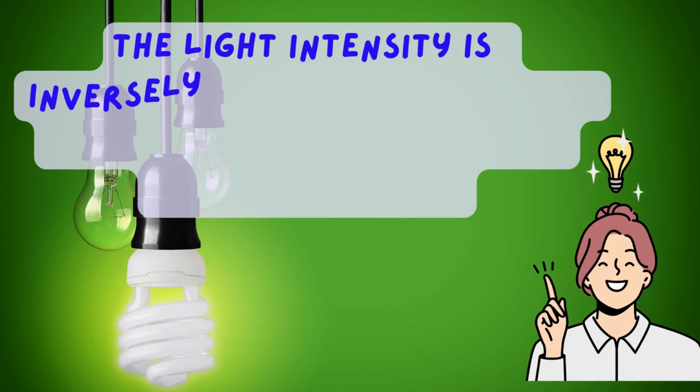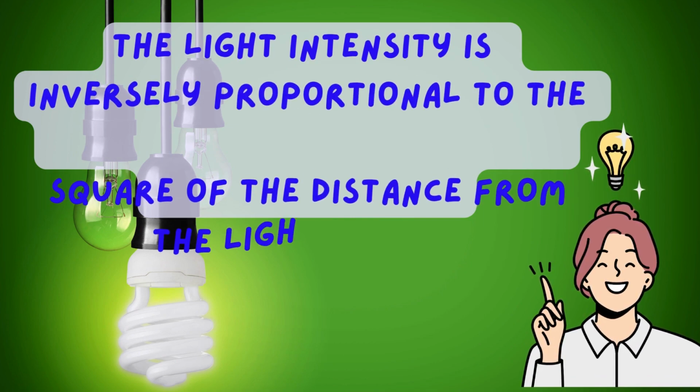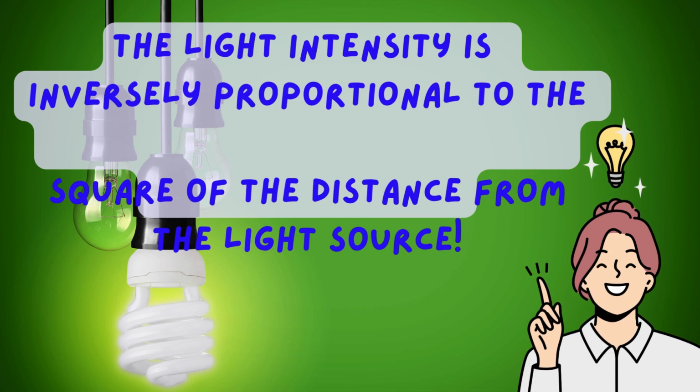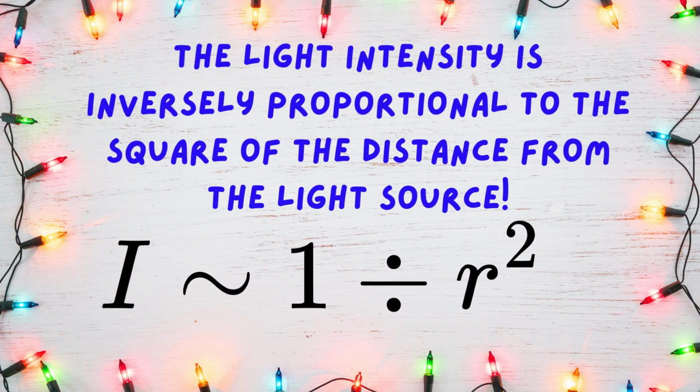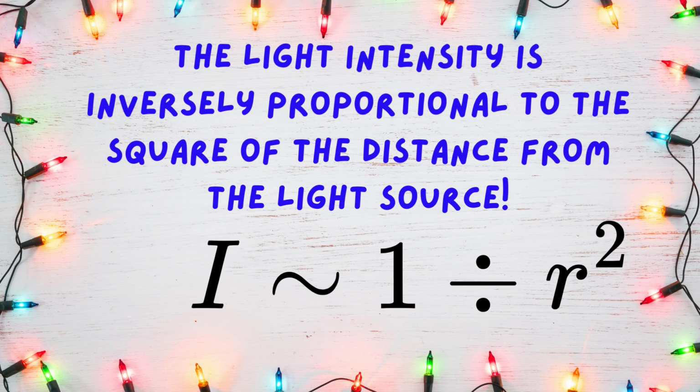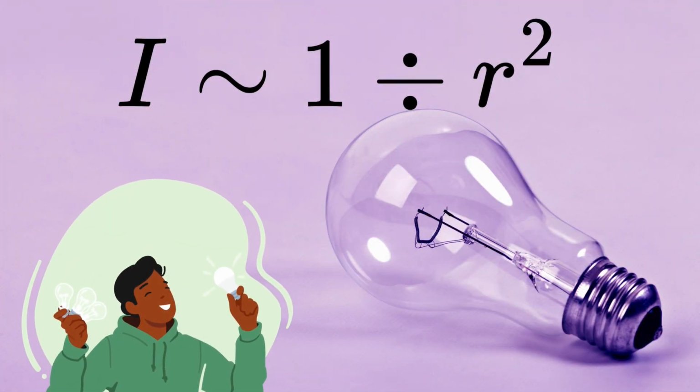So we can say the light intensity is inversely proportional to the square of the distance from the light source. I is proportional to 1 over r square, and that is inverse square law.